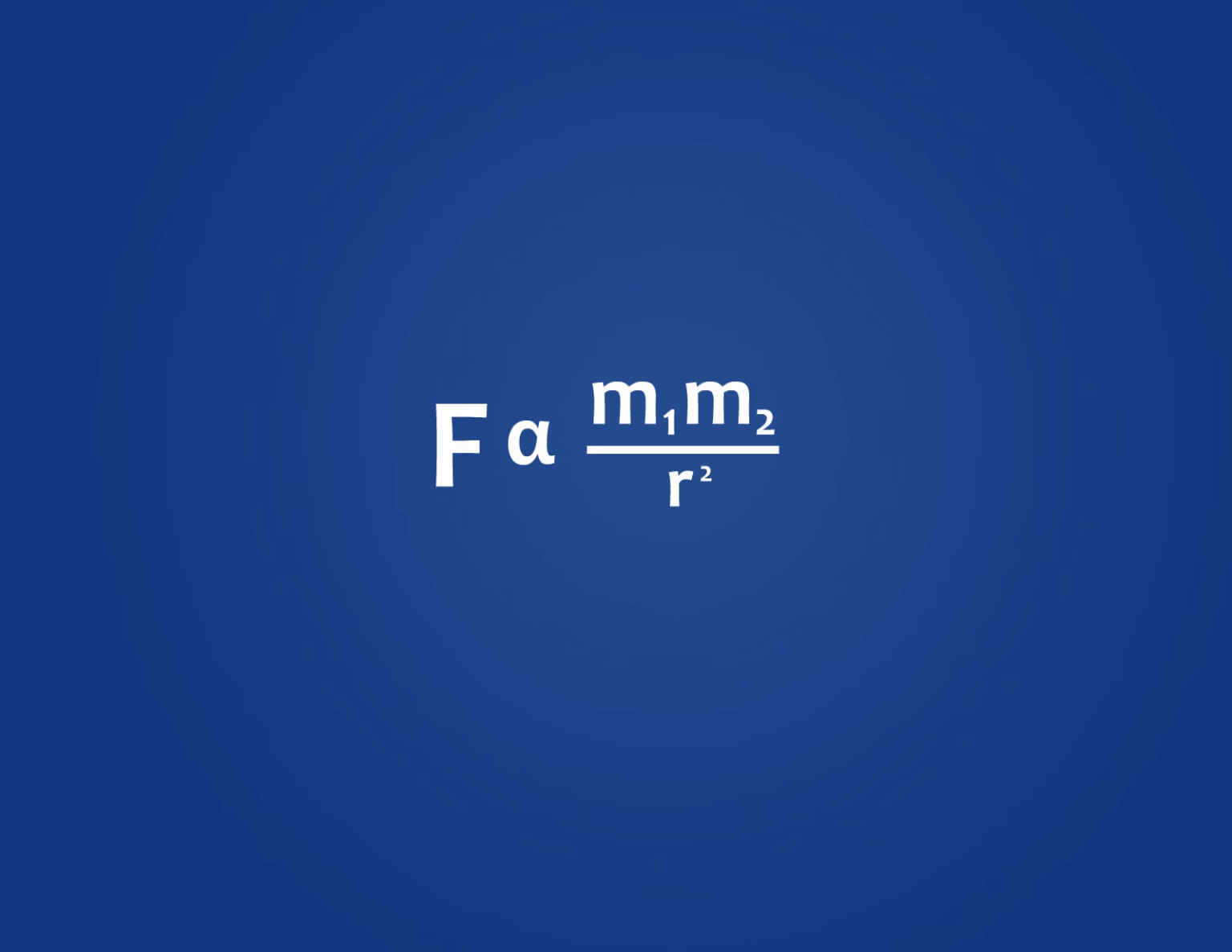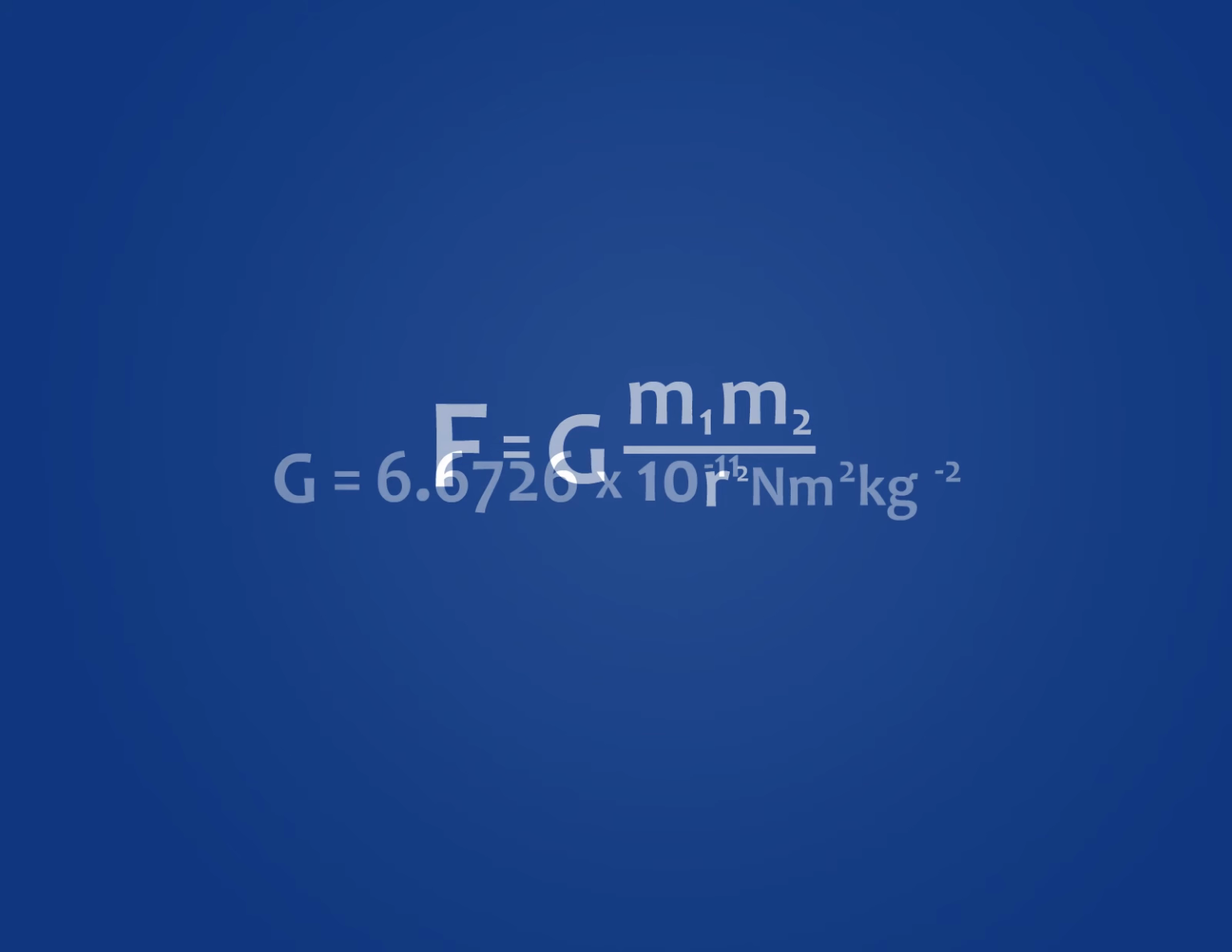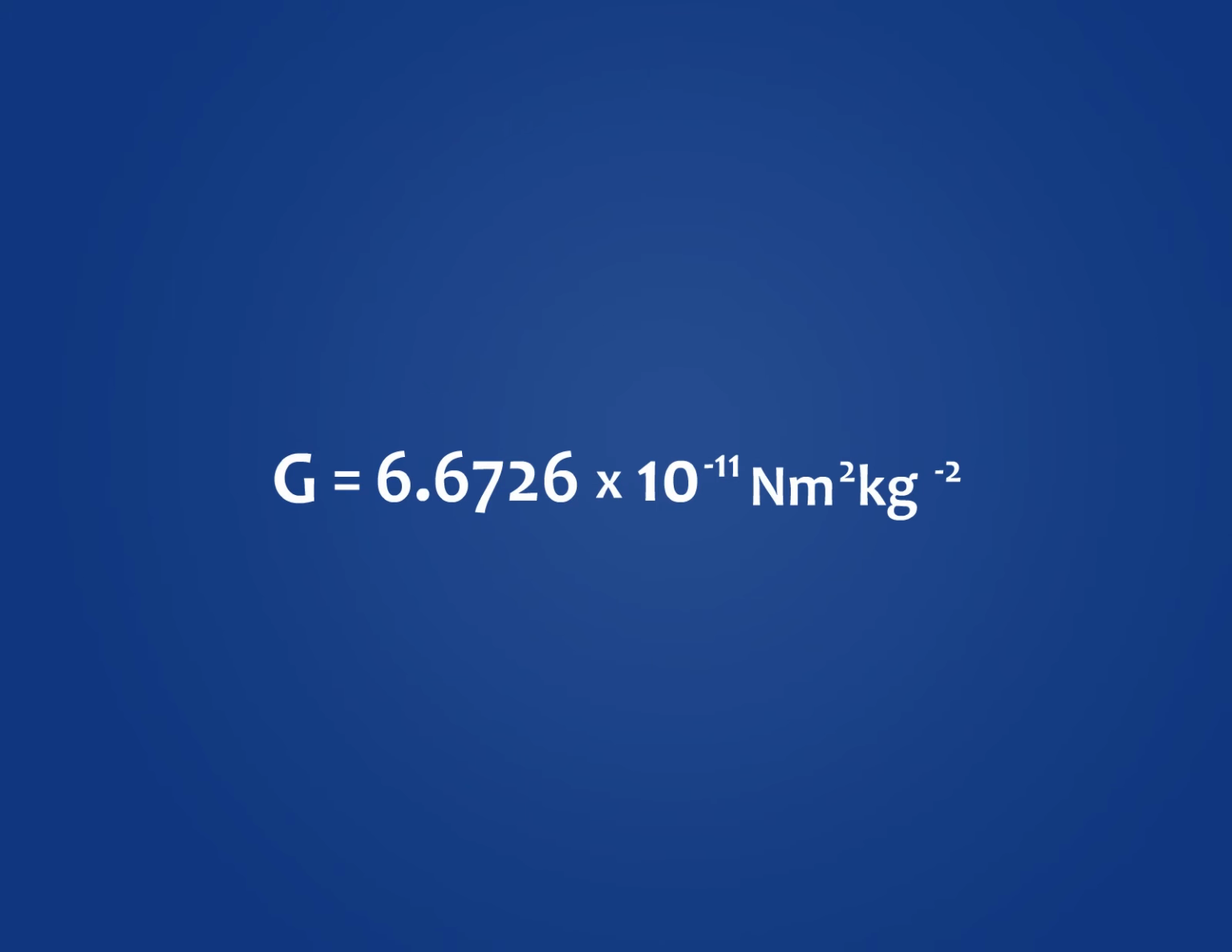Given that F is proportionate to m1 m2 over r squared, we want to find the constant that equates F to m1 m2 over r squared. This constant is known as g. In fact, the constant g is equal to 6.6726 times 10 to the power of negative 11 Newton meter squared per kg squared. But this is not entirely accurate. This value is very small, and as such, it reflects the weakness of the gravitational attraction by objects of small mass.